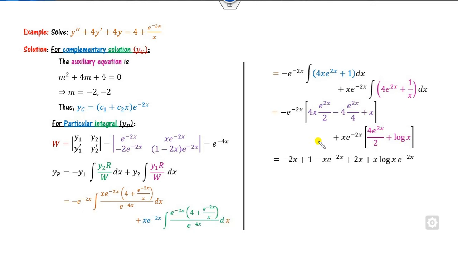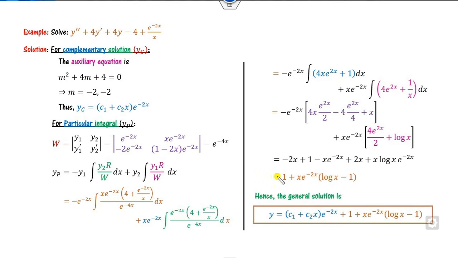If you open this bracket, you will get this calculation. Minus 1 by minus 2x plus 2x will be cancelled out. You will get here. So this is my yp. Yc is my here. Yp will be mine. Now this is the required answer. Or you can also simplify that.